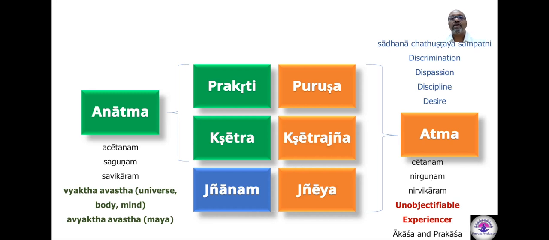Then what is Atma? Atma is Chetana Tattvam, the consciousness principle, which is Nirgunam, no attributes, Nirvikaram, it is changeless. Then what is that? If everything what we can experience belongs to Anatma, then the only thing which remains as Atma is that unobjectifiable experiencer. That unobjectifiable experiencer is Atma. It's a difficult exercise to assimilate the purport of this classification of matter and consciousness, Atma and Anatma.